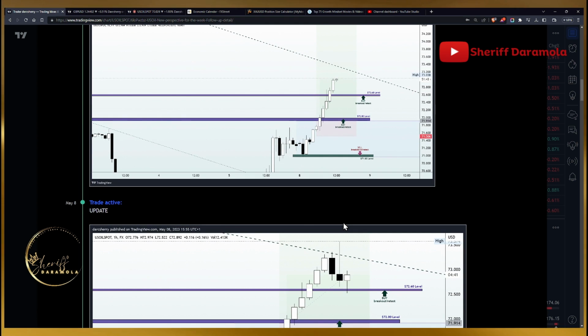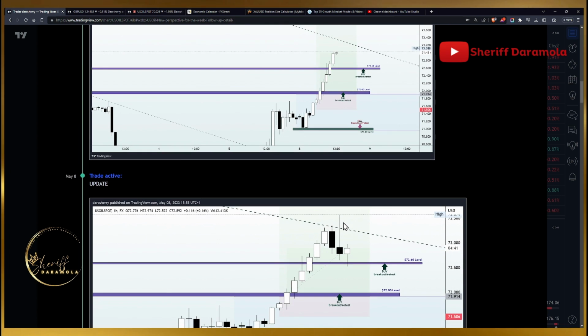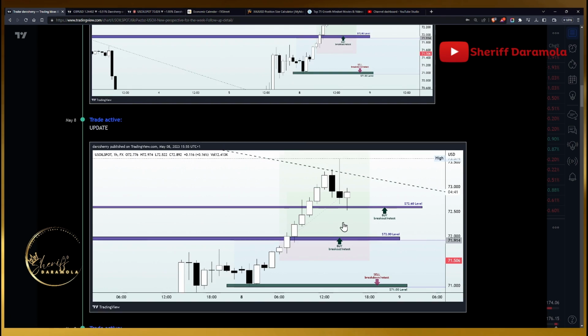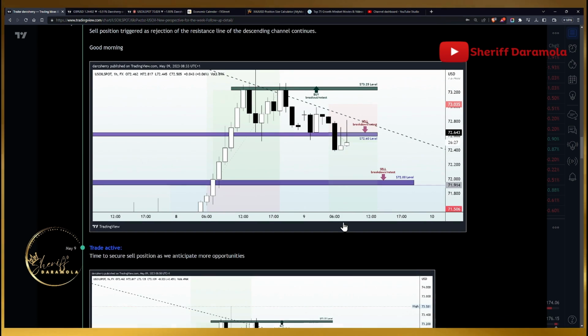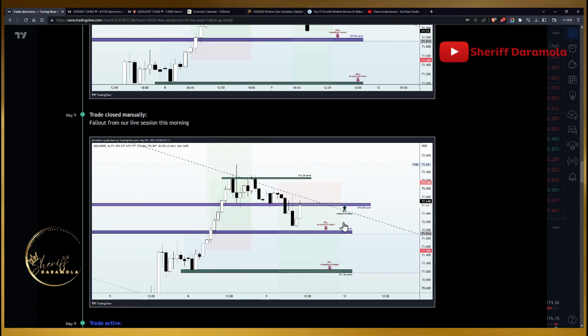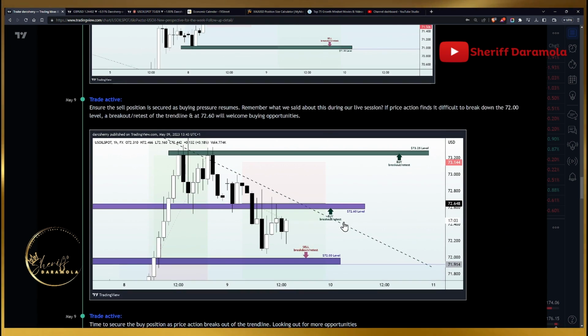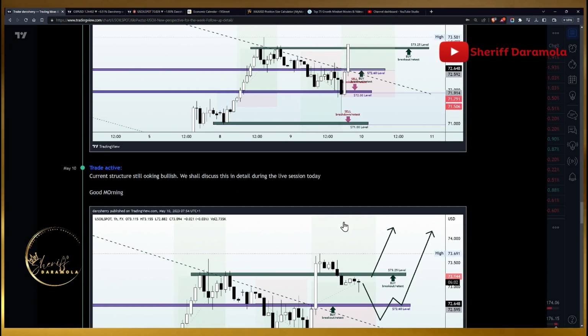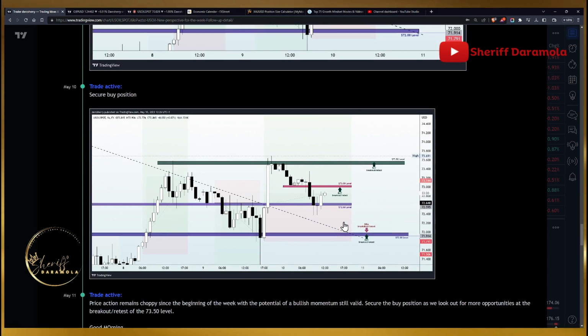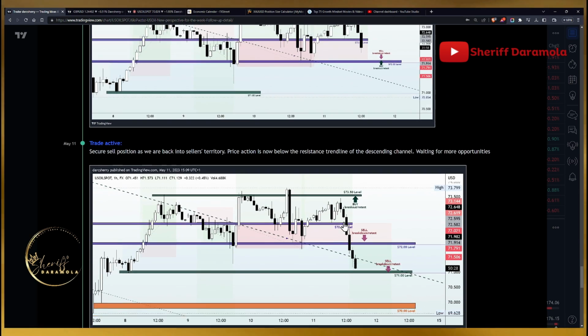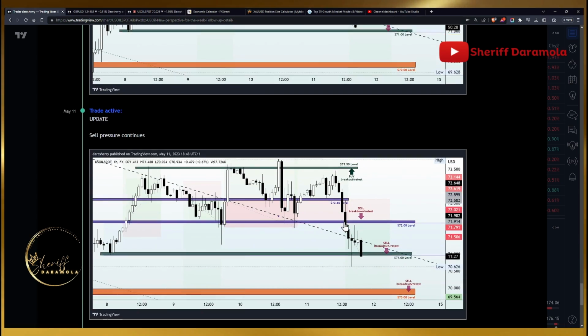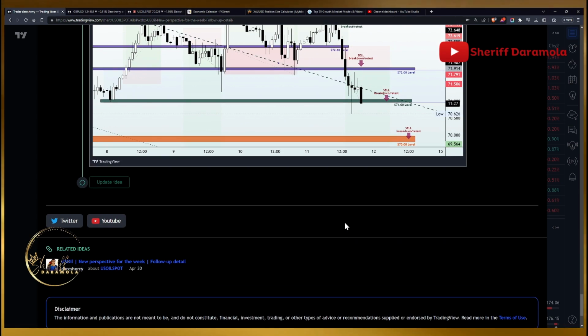So that's how we had our first buy position, and as soon as price got into that resistance line, we saw this choppy situation around that area, giving us some selling opportunities at one point. We had some buy positions as well before price action settled for a bearish momentum for that week, bringing price action into the $70 area. So it was quite an interesting week for us on the US oil.